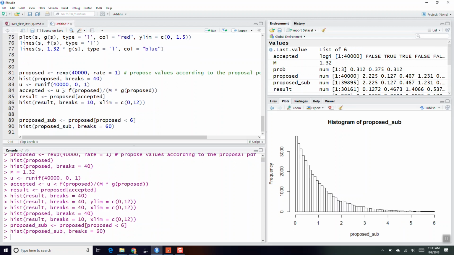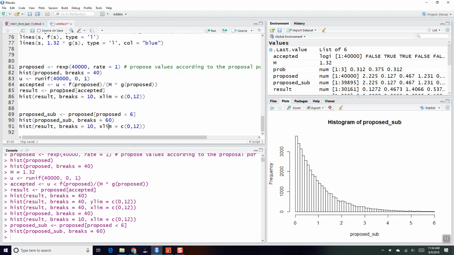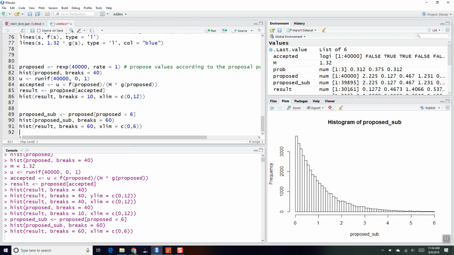Okay, so this is the exponential distribution, and this is what we accepted. So this looks like the exponential distribution, and then when we use rejection sampling, accepting only those that fall within the ratio, we'll get something that looks a lot like the normal distribution, or at least the positive half of it.